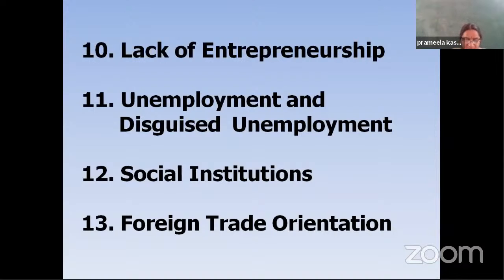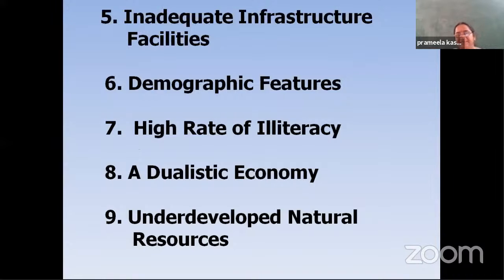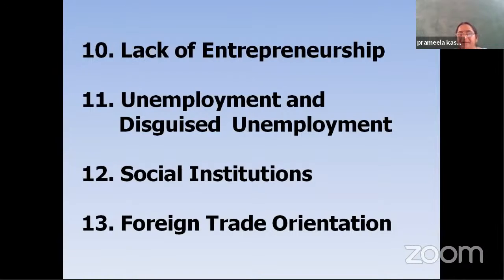Suppose, for example, if we go to the Indian economy, we are facing a lot of worseness in the trade balance, that is nearly $180.3 billion, the worst condition in the balance of payments position in 2018-19 in the Indian economy. So if we go to the characteristics of developing economies, the first one is lower per capita income, the second one is predominance of agriculture, and capital deficiency is the fourth one, and technological backwardness, and the fifth one is inadequate infrastructure facilities, and the sixth one demographic features, and the seventh one high rate of illiteracy and economic dualism, underdeveloped natural resources, and the 10th one lack of entrepreneurship, and the 11th one unemployment and disguised unemployment, and social institutions, and foreign trade orientation. So these are the important features of developing economies, and in the case of the Indian economy also.